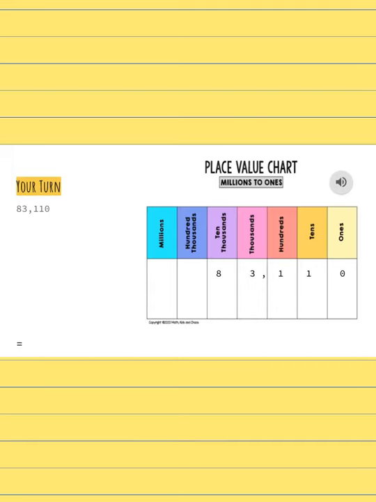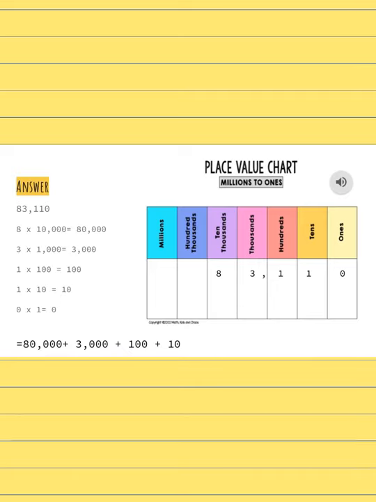Here's another practice problem for you to try. Pause the video and write down 83,110 in expanded form. Here's the answer to the last problem. You've got 80,000 plus 3,000 plus 100 plus 10.